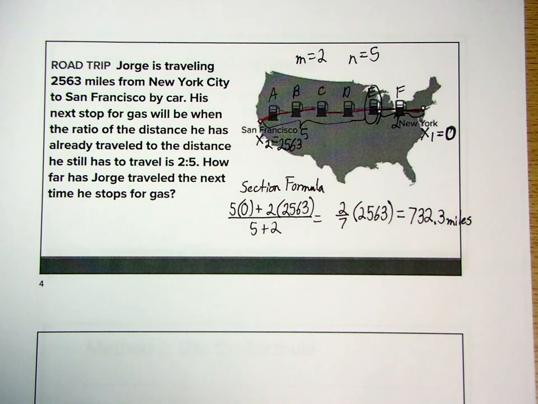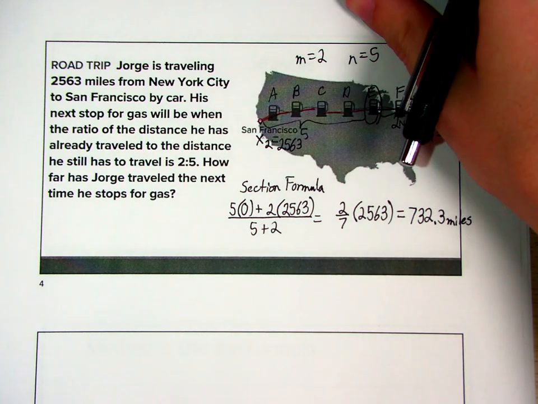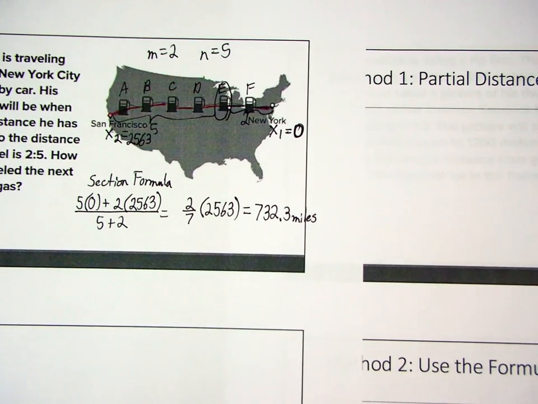But, you know, I kind of want to make it a little bit more intuitive. So I've got another method for you to see as well. We're going to look at another method that will be a slight bit more intuitive. The other method we're going to do for this is called our partial distance method.